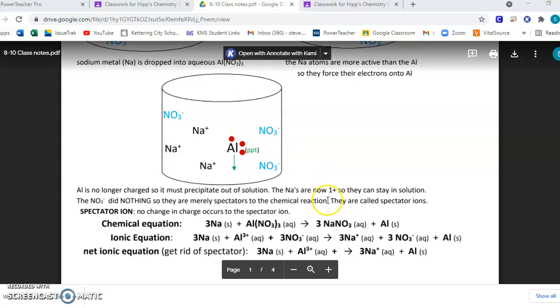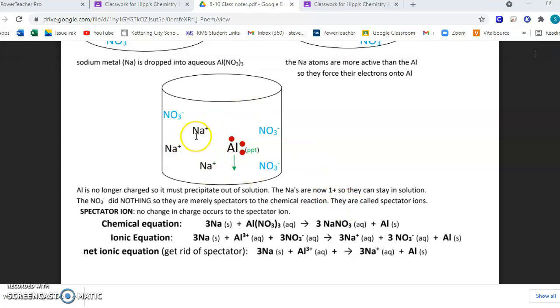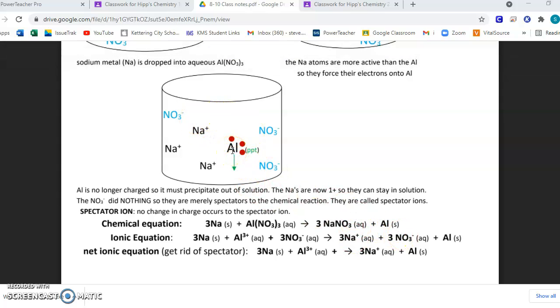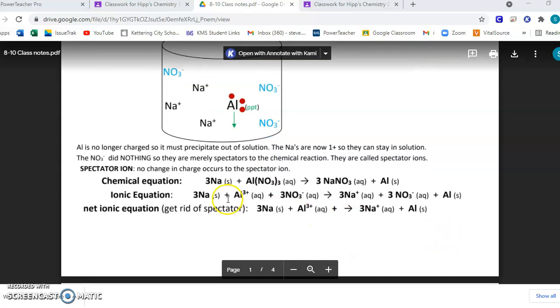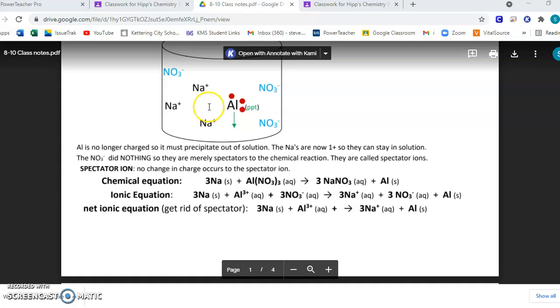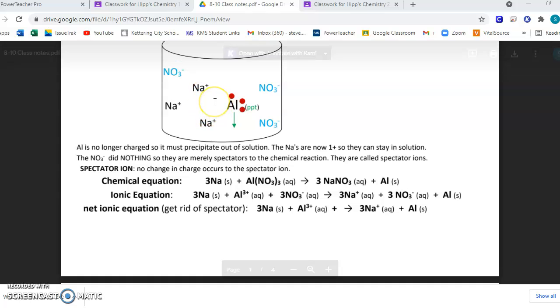On the right side of the arrow, they're showing what happened here. We now have 3 Na pluses. There they are. I still have the 3 nitrate ions. There they are. And aluminum is no longer charged and it precipitated out of solution. There it is. So the ionic equation is really showing what happened in the middle beaker during the reaction, and the bottom beaker here, what happened after the reaction.